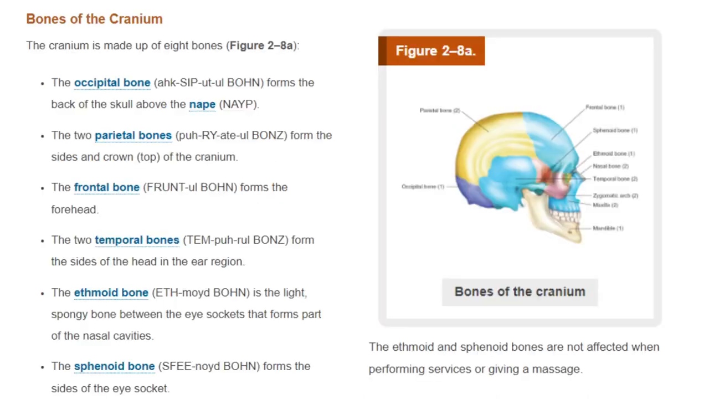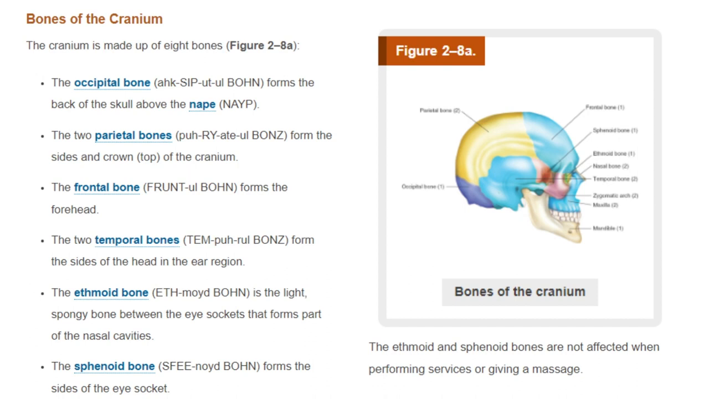Bones of the cranium. The cranium is made up of 8 bones, figure 2.8a. The occipital bone forms the back of the skull above the nape. The 2 parietal bones form the sides and crown, top, of the cranium. The frontal bone forms the forehead. The 2 temporal bones form the sides of the head in the ear region.